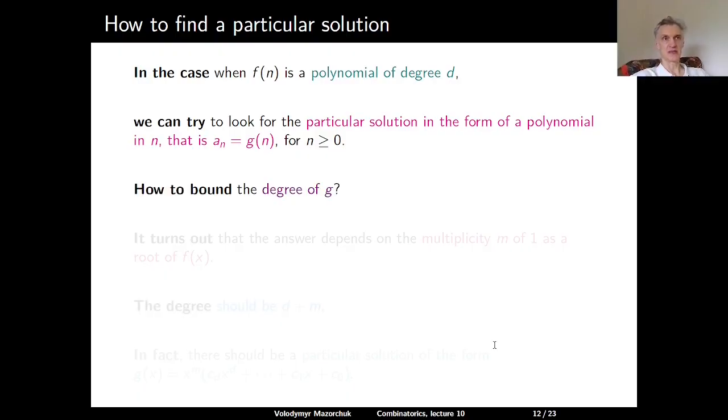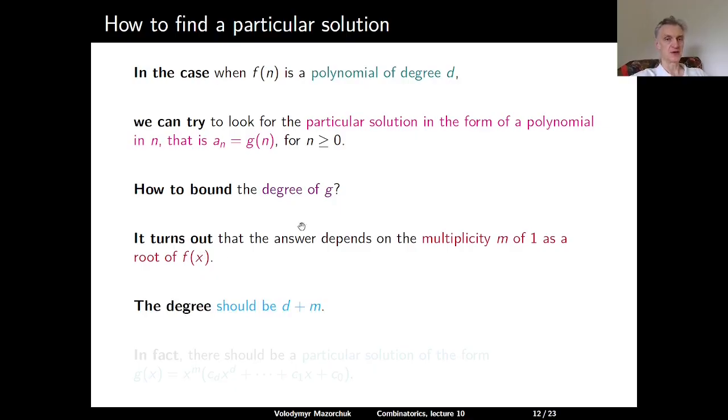But polynomials can have different degrees, so a good question is how to bound efficiently the degree of g. It turns out that the answer depends on the multiplicity m of the number 1 as a root of the characteristic polynomial of the homogeneous recursion. So it shouldn't be f(x) here, it should be the characteristic polynomial of the homogeneous recursion. And the degree of g, which will work, will be d plus m.